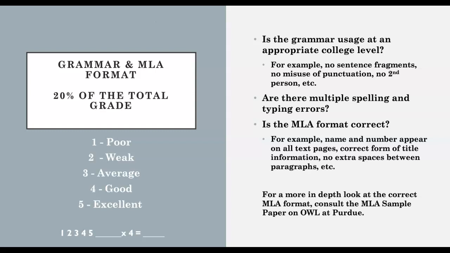And is the MLA format correct? And this is going back to that sample essay. It's available also in the course resources module. And then the best way to look at getting MLA information is going straight to the Purdue OWL. There is a link in course resources for that as well. So this one, 1 through 5, and multiplied by 4, and you'll get a score for that essay. So that's it in a nutshell. Remember that you can also see this grading scale in the course resources.